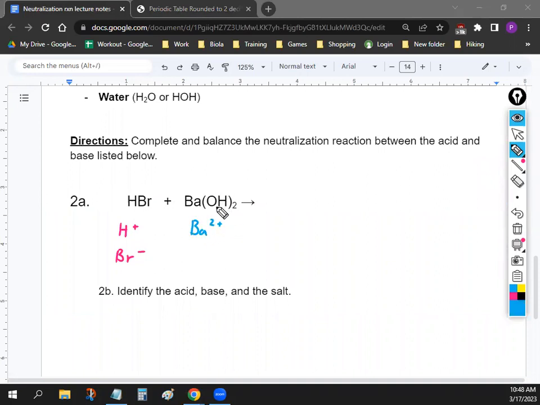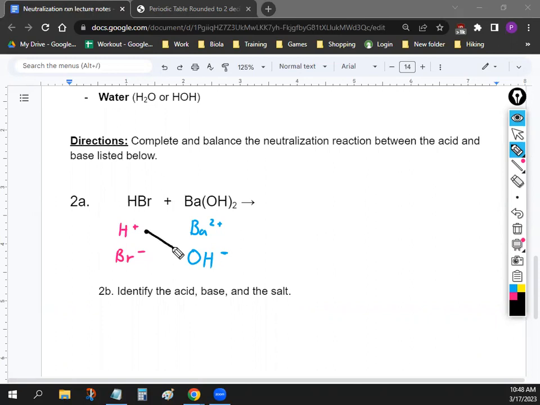Okay, and then OH minus, it's on your polyatomic chart, but at this point, you guys should know that O is a little bit negative, so it's OH minus. Okay, so Ba(OH)2 breaks down to Ba2+ and OH minus. Everybody go with that? Okay, so we're going to do the double replacement.